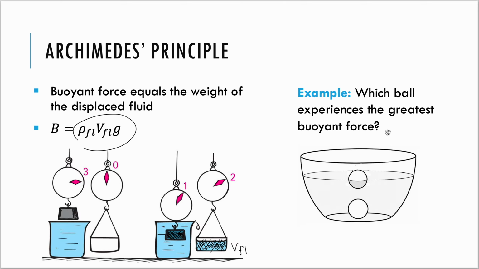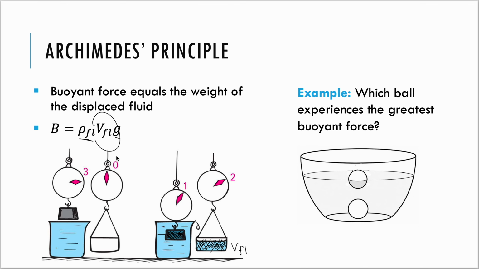Which ball experiences the greatest buoyant force? Assuming both balls are the same size, we have one that sank to the bottom and one that's floating. You may think that the one that is floating is experiencing more buoyant force. However, according to this equation, if they're both in the same liquid, that means the density of the fluid is the same. G is the same for both.